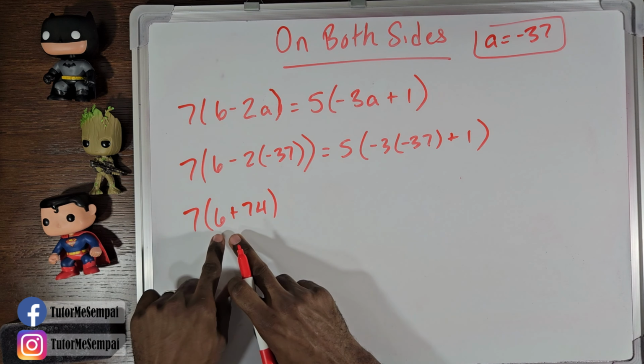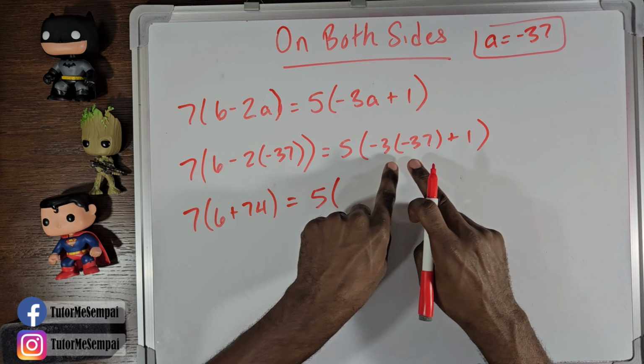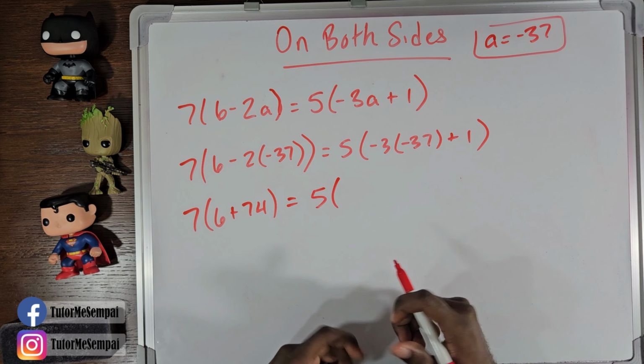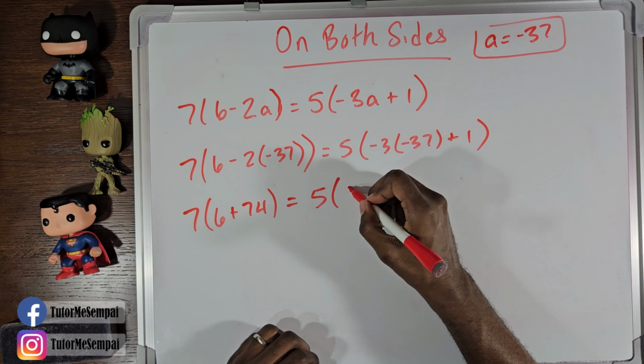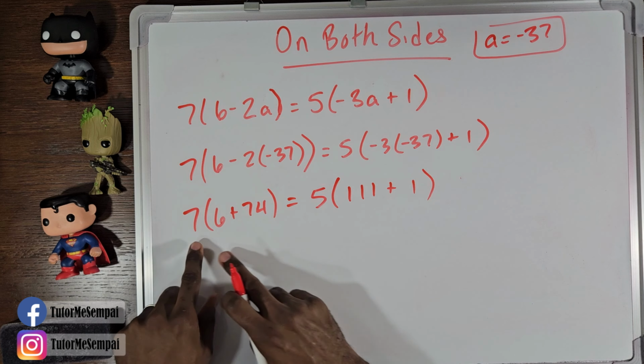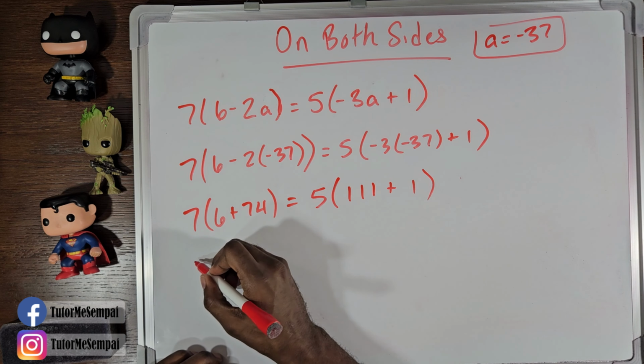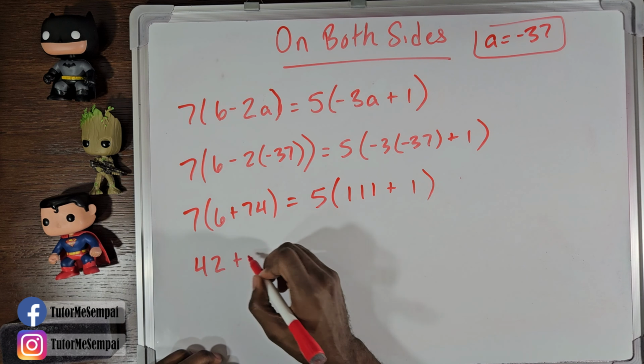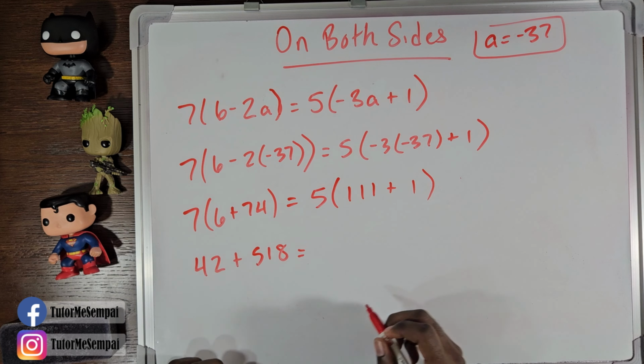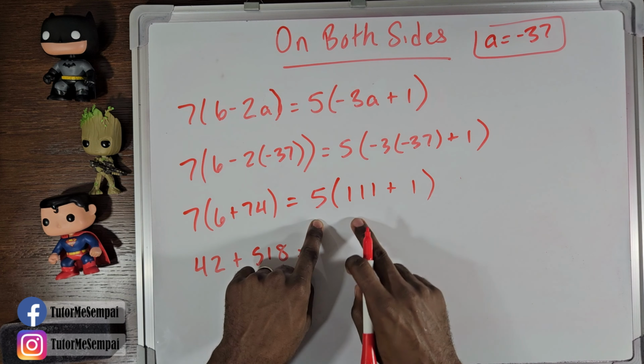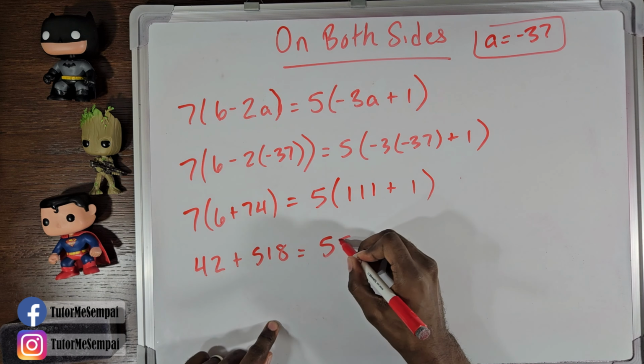Let's focus on inside the parentheses. We have negative 3 times a negative 37. What's that going to be? That's going to be a positive 111 plus 1. Now let's distribute like we did before. That's going to be 42, 7 times 6, and then you're going to have 7 times 74, which is going to give you a 518. Now we have 5 times all of this, so it's going to be 555 plus 5. Distribute your 5.